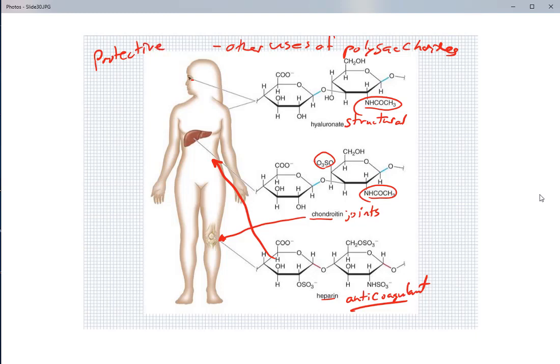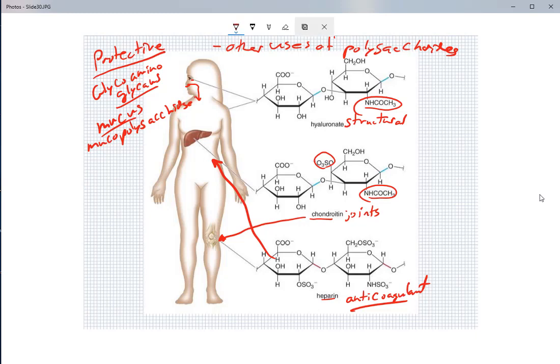I don't have an example to show you, but a protective role for carbohydrates would be what we call glycosaminoglycans, and these are found in mucus. Actually another name for these is mucopolysaccharides, and they are found in the nose and in your airway, and they also form a protective role. So there's many uses for carbohydrates: a protective role, a structural role. Here in your joints, I don't know if you want to call that structural or protective, kind of both.